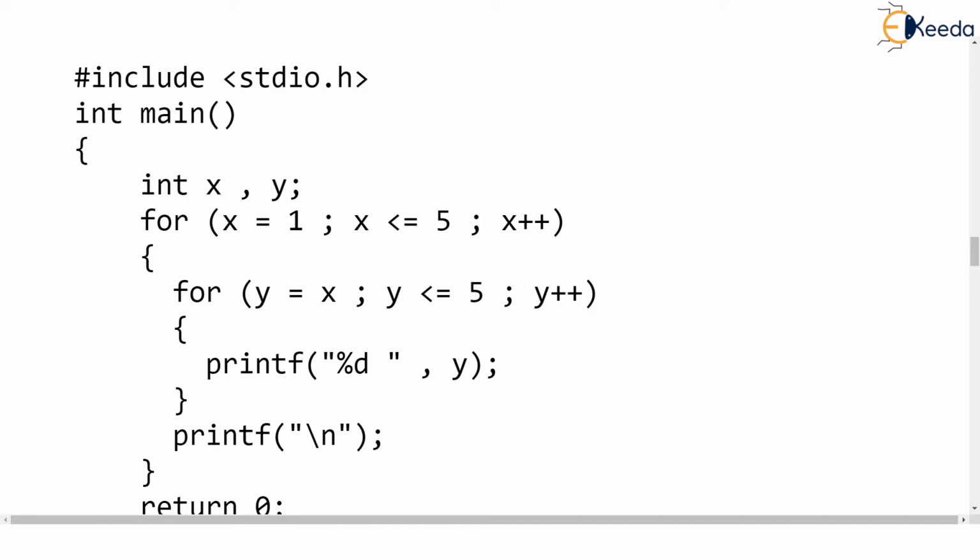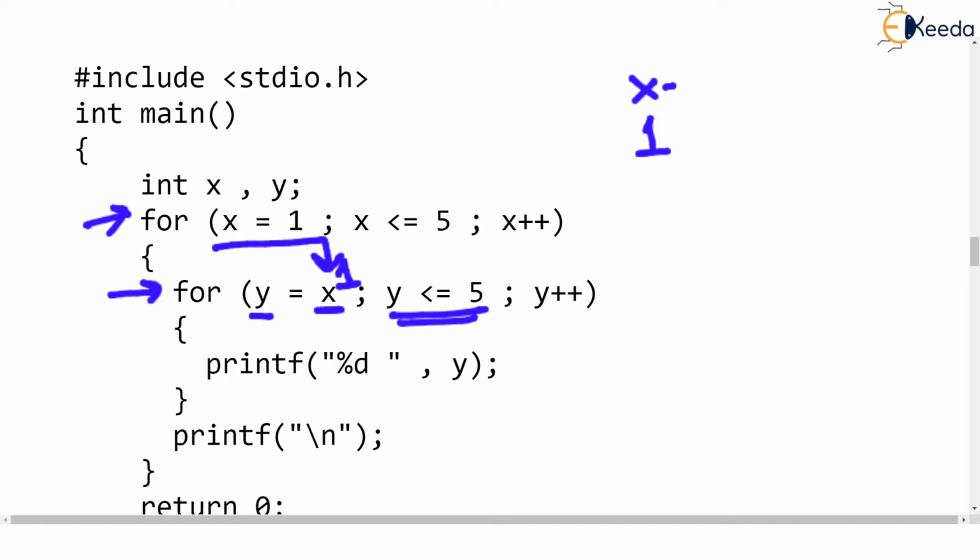You should be very fast in reading the nested for loop. And first of all, you should be able to know what are the values of x and y in each repetition. Just read: x will be 1 first time, isn't it? X is going to be 1. When x is 1, y counts from x, that is 1. Y will become 1 and go up to 5. That means when x is 1, y will be 1, 2, 3, 4, 5.